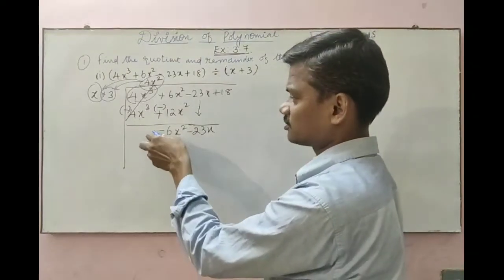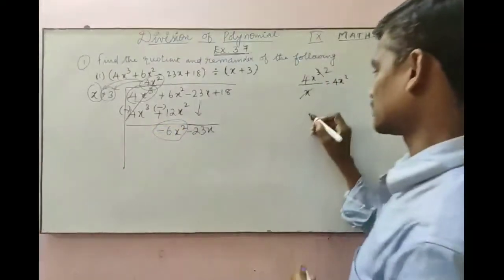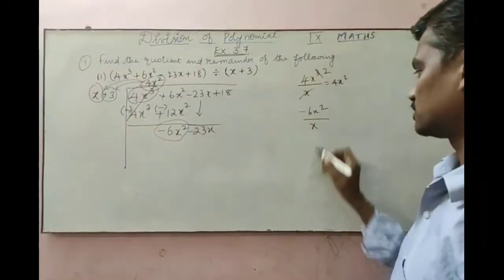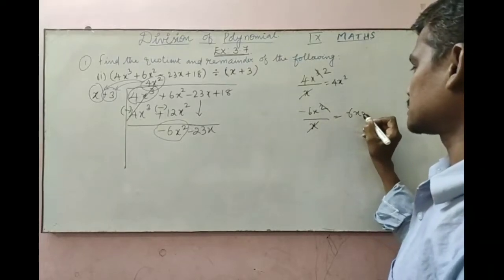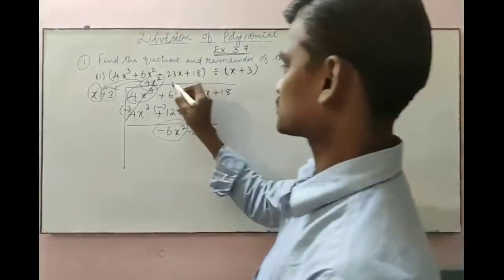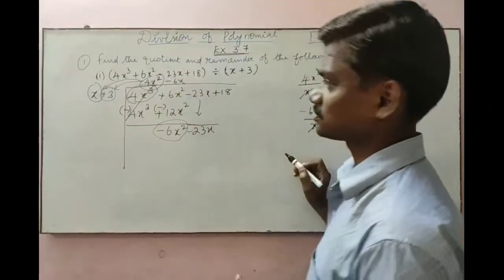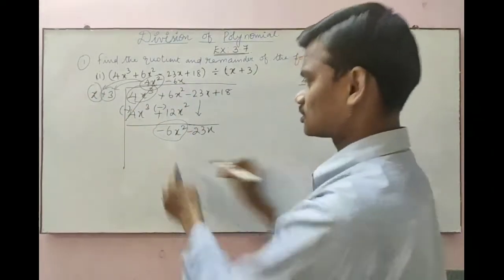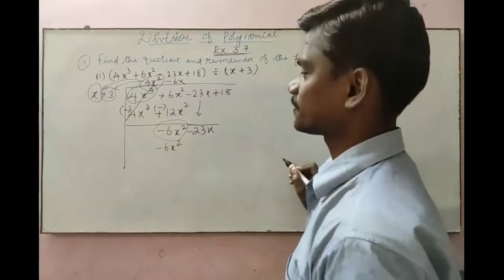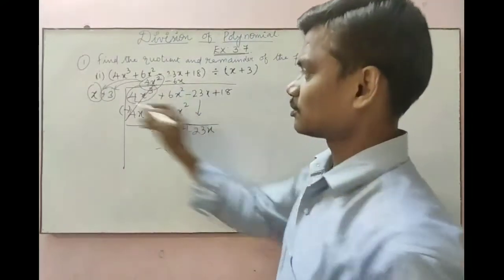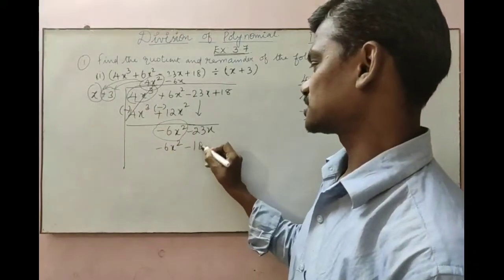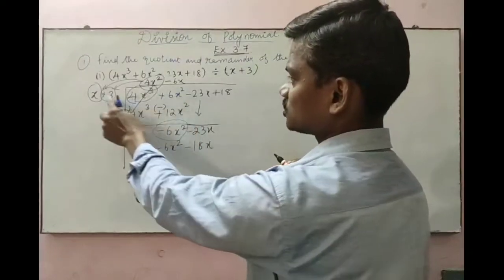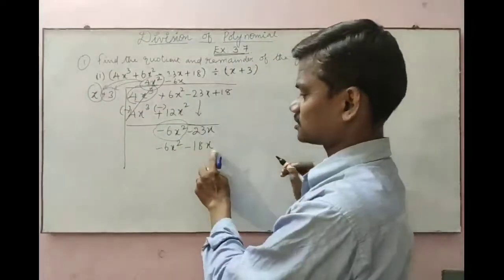Now again take the first term of this. You will get minus 6x square by the same x. I have to divide. If I cancel this, I will get minus 6x. That minus 6x should come to the quotient. Again the same thing. Minus 6x into x gives minus 6x square. Again this minus 6x multiplied by 3 gives minus 18x. Minus into plus, minus 6 into 3, 18, x comes as it is.